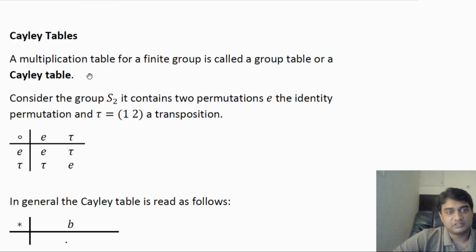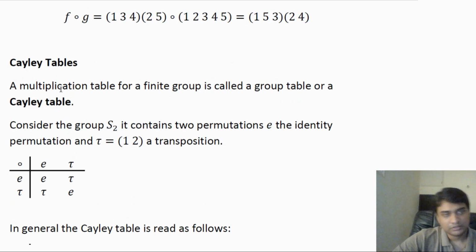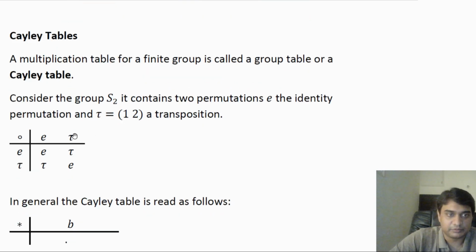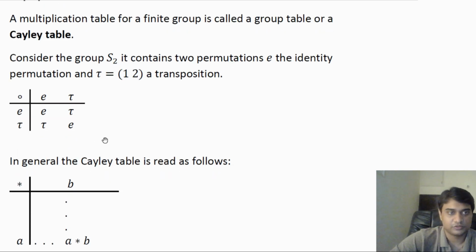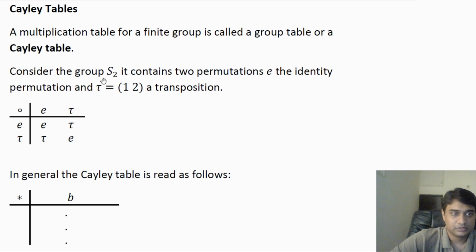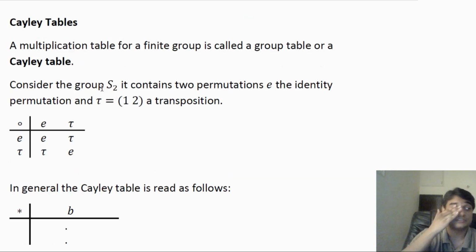So such a multiplication table for a finite group is called a group table or a Cayley table, right? A Cayley table is named after Cayley, who was a mathematician. So we talk about the Cayley table. A Cayley table is just a multiplication table which consists of all the possible products A circle B, where A and B are the elements of the group. Then all the possible products A circle B are in the multiplication table for the group, which is known as the Cayley table.